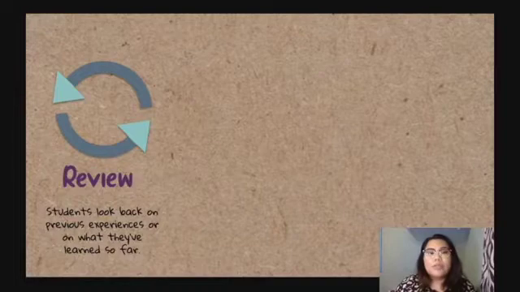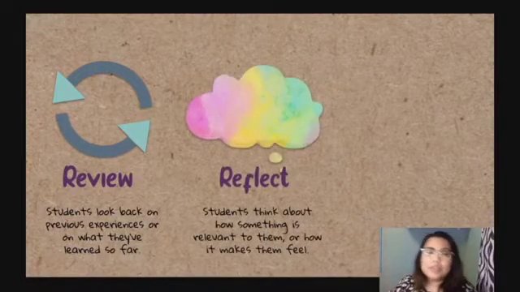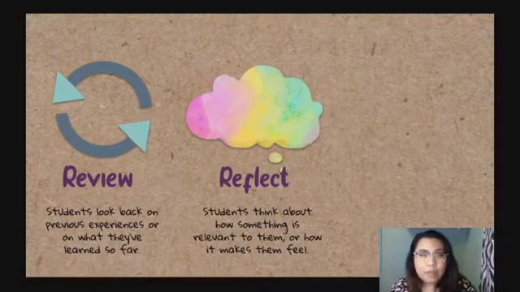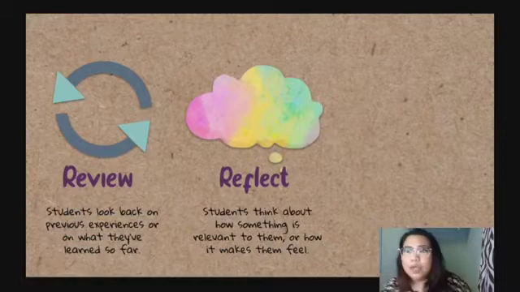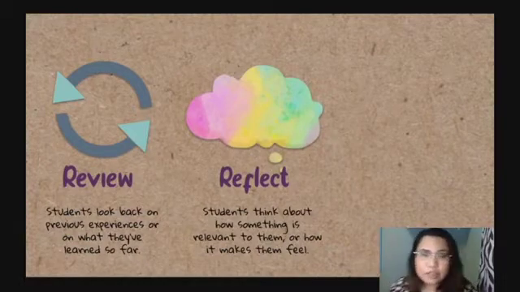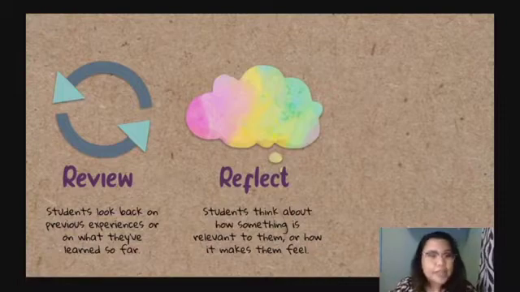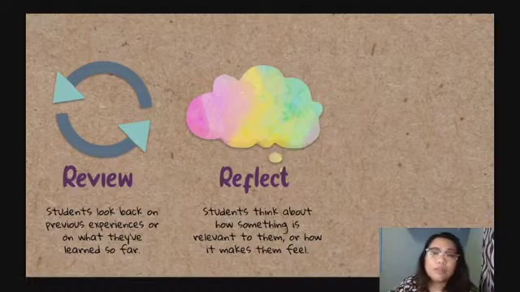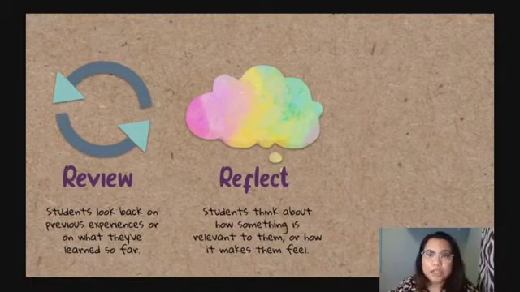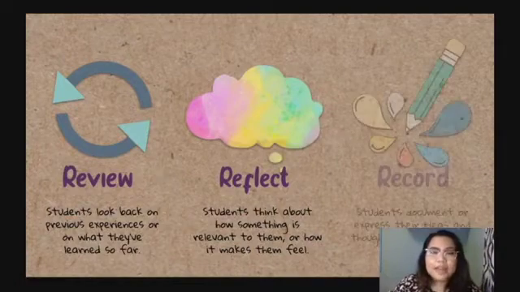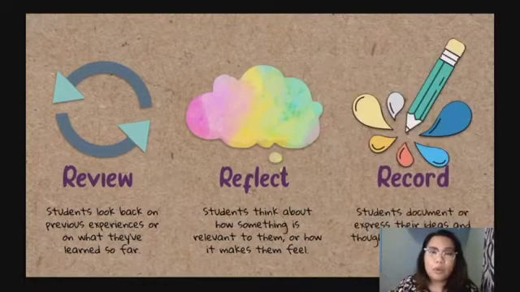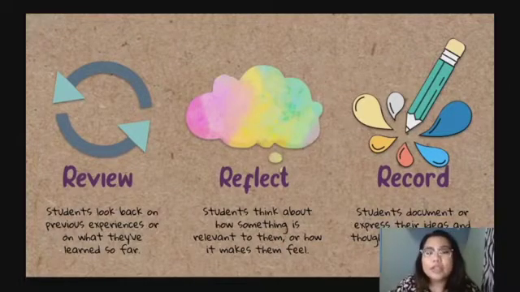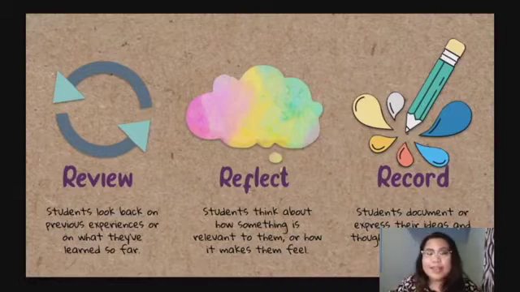The next R would be to reflect. Visible thinking strategies and routines allow them to think about how something may be relevant to them, how it could affect them, or how it applies to their context or the situation. It could possibly incite some feelings in them, and it allows them to reflect on those feelings or those reactions that they might have. And then lastly, it would help them record, meaning it allows them to document or express their ideas and thoughts in a visual way. So something that they can see.